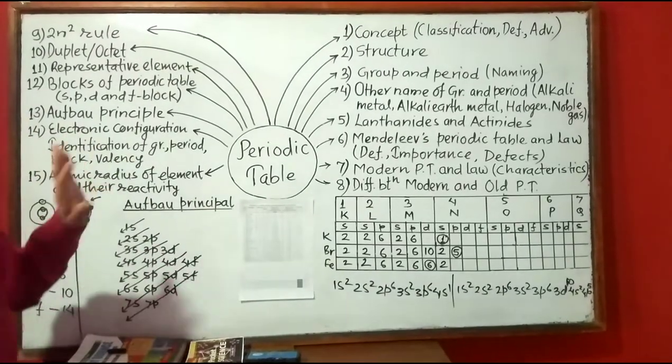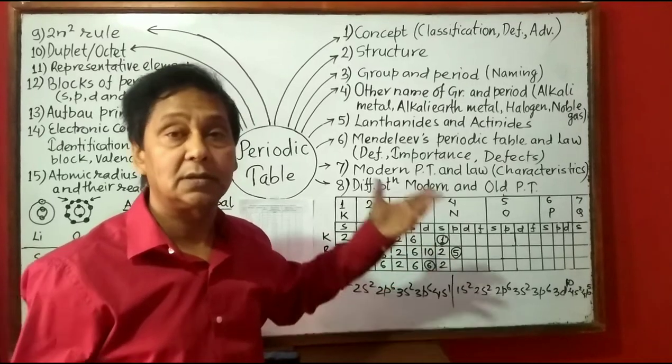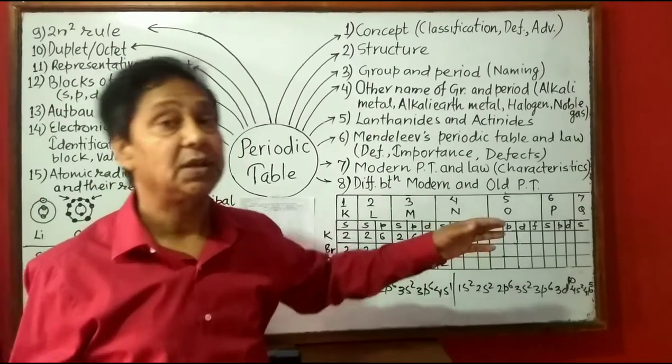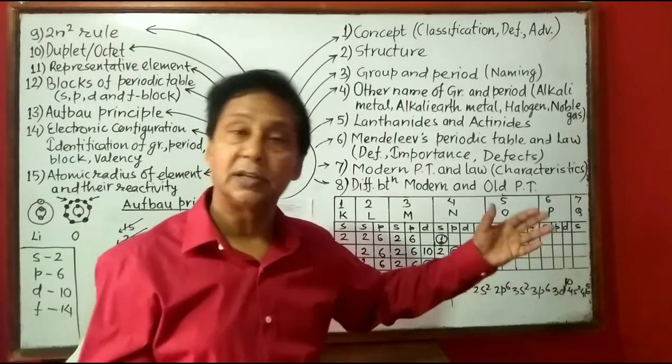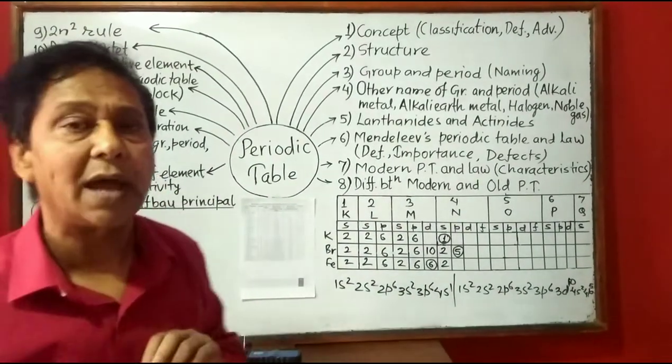Now block. How to identify the block? You can easily identify the block. If the last electron enters into the S subcell, it is S block; P subcell, P block; D subcell, D block. This way you can identify the block also. Now valency. How to identify the valency?